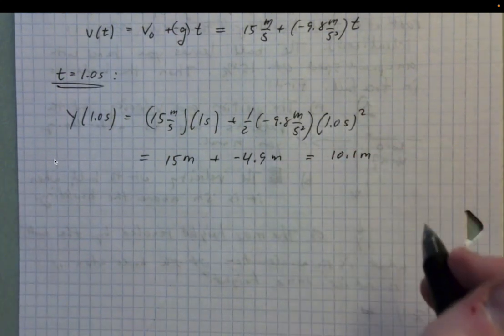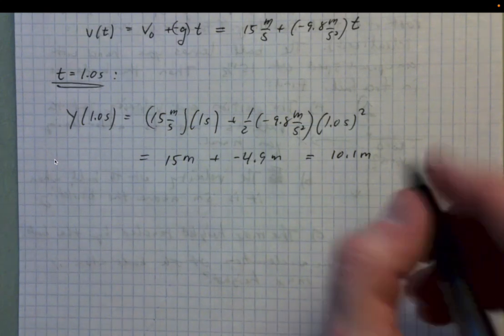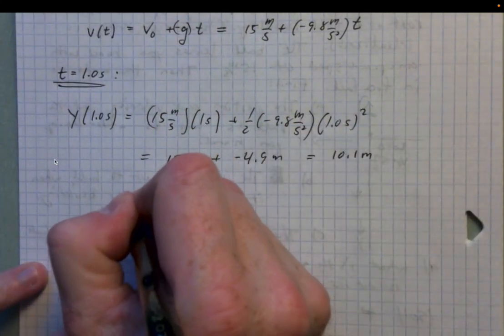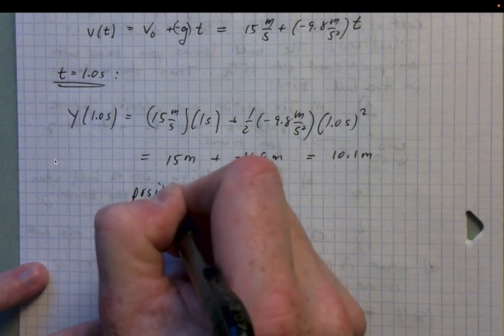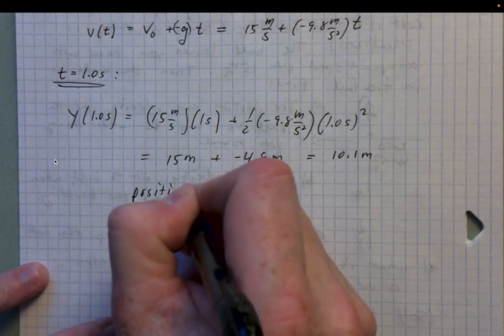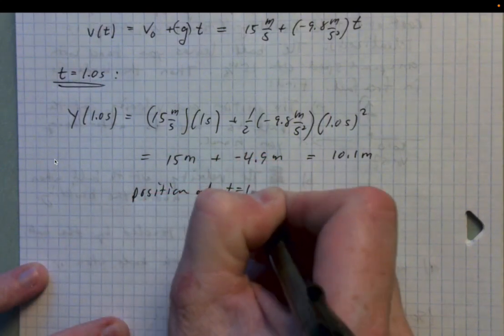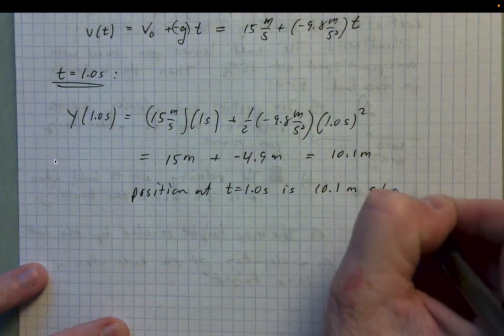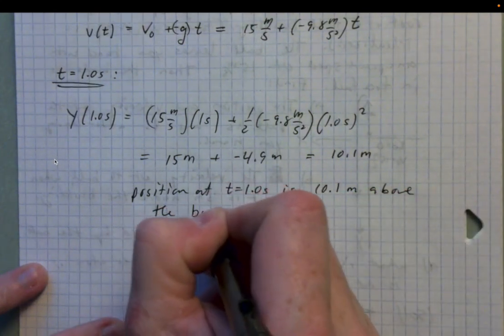And what does that mean? It means above the building. So 10.1 meters above the building. So position at t equals 1.0 seconds is 10.1 meters above the building.